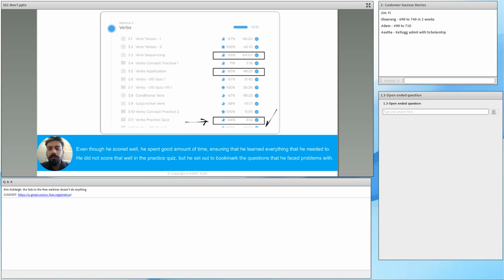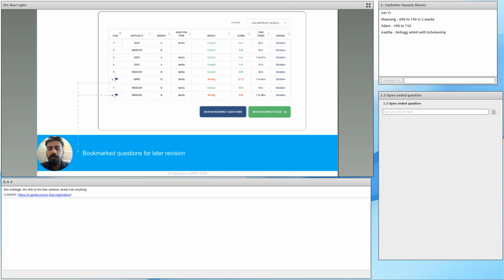Actually, you can't see this part over here, but he scored 100% in the following file. And we can see why he did that, because he bookmarked all the questions. So this is within the interface of that practice quiz. He bookmarked all these questions and he revised them again before he attempted the next quiz.